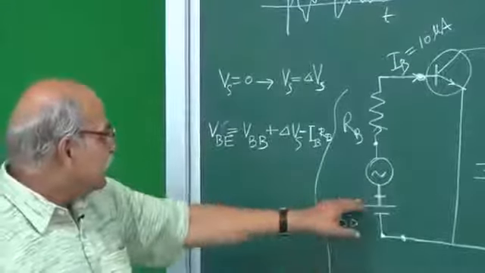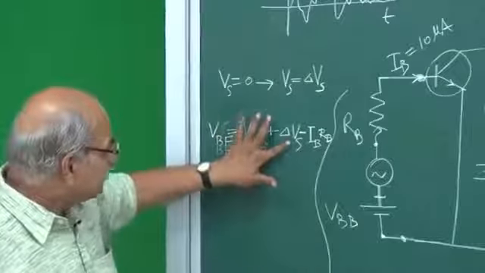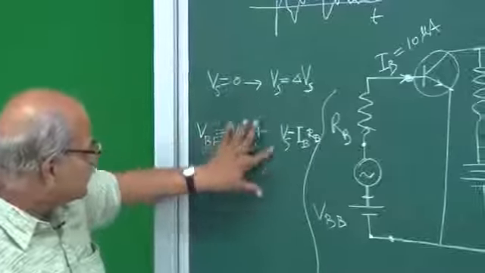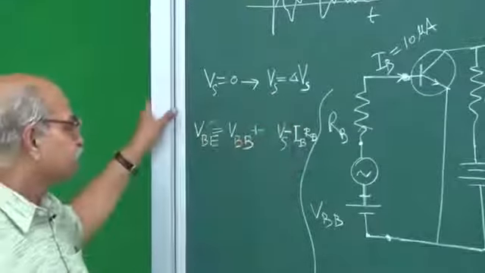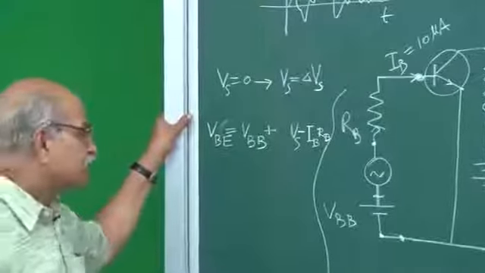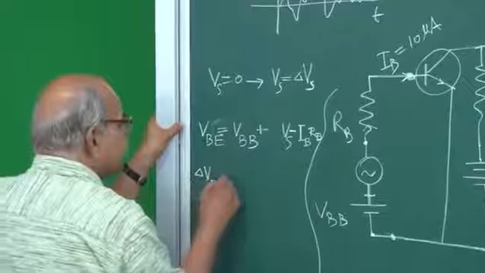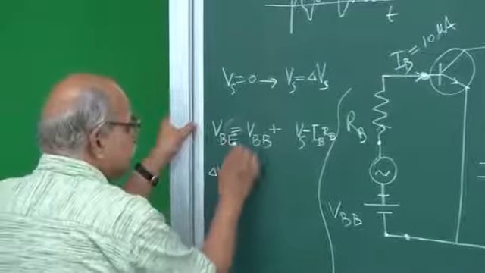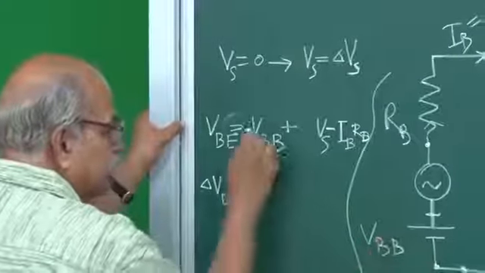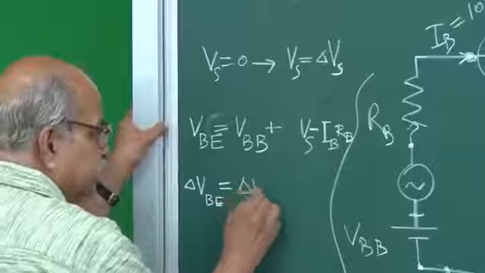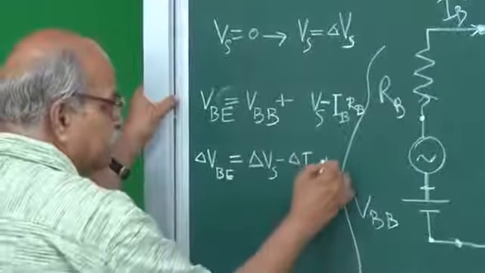So VBE is this VBB plus this delta Vs, or let me write it Vs for general time: VBE equals VBB plus Vs minus IB RB. This is at some time t. And then at t plus delta t, what happens? This delta VBE changes. We are interested in changes, remember, changes. So change delta VBE is equal to change in VBB, which is fixed, so 0, then delta Vs, and then minus change in IB, and RB is fixed.